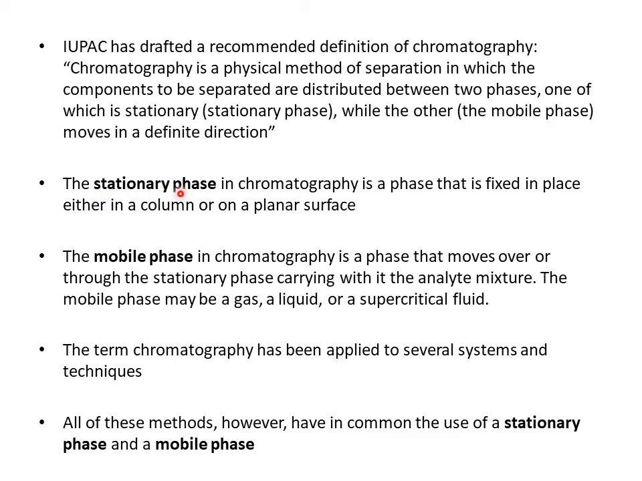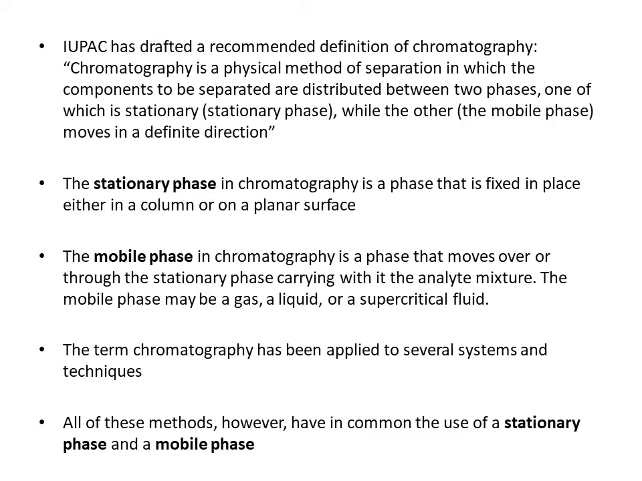Now, the stationary phase in chromatography is a phase which is fixed, so it remains stationary. It is fixed in place, and it is present either in the form of a column or on a planar surface. The stationary phase may be solid or it may be in liquid form.